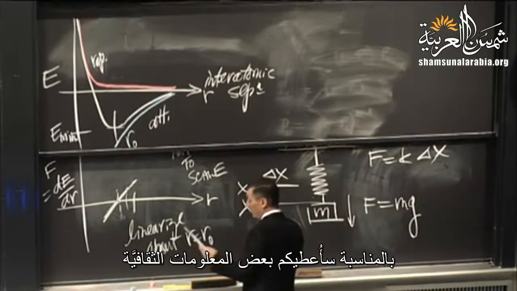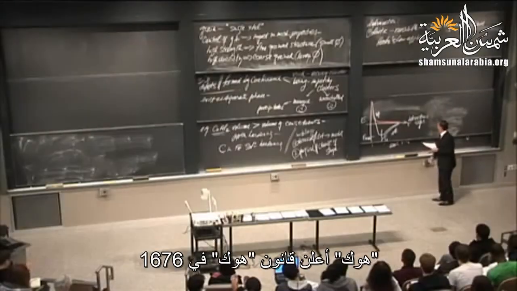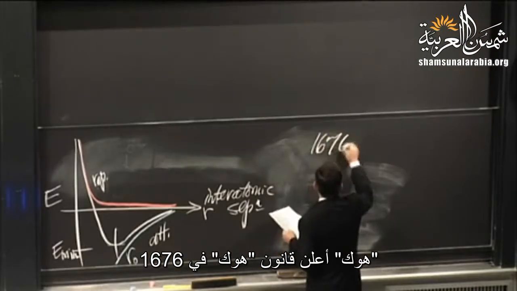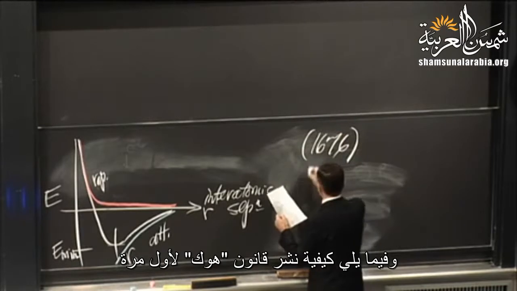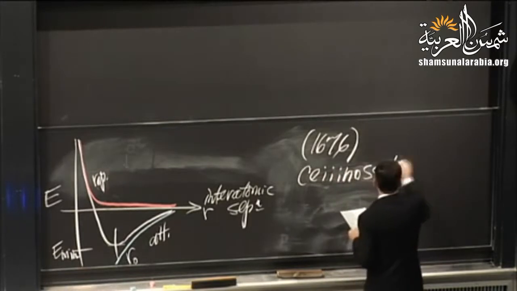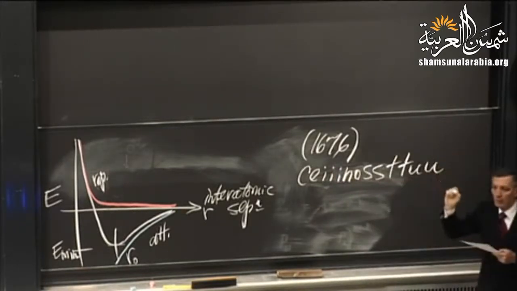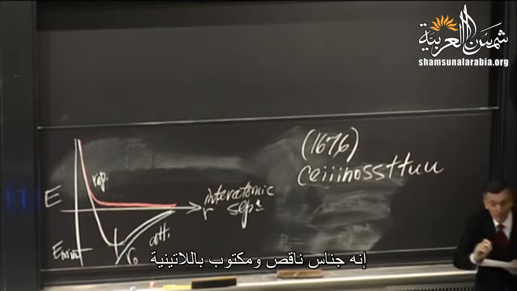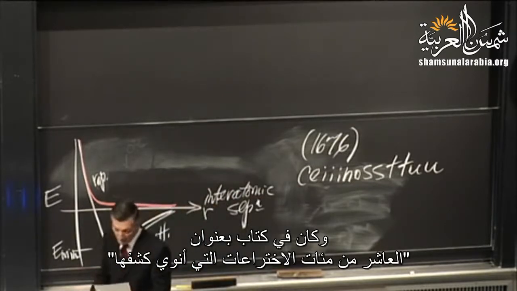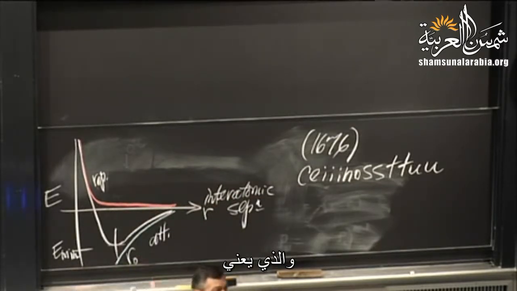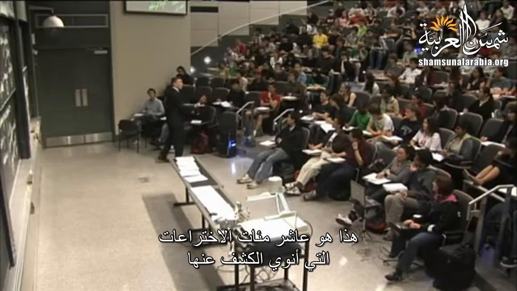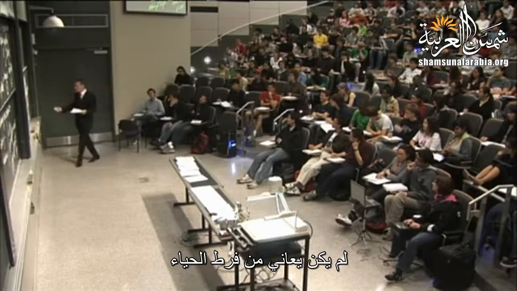By the way, Hooke, a little bit of culture. Hooke announced Hooke's law in 1676. 1676, here's how Hooke's law was first published. It's an anagram, and it's in Latin. And it was in a book entitled A Decimate of the Centesims of the Inventions I Intend to Reveal, which is English for, this is a tenth of the hundreds of the inventions I intend to reveal. He did not suffer from an overabundance of modesty.